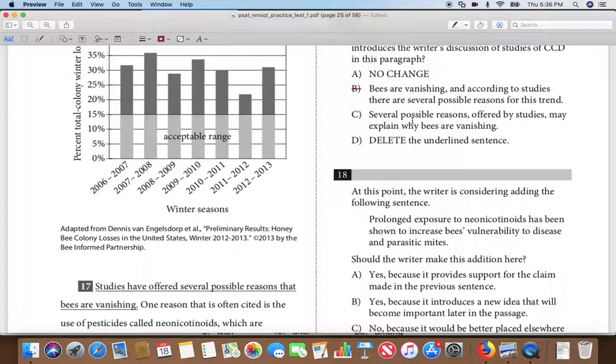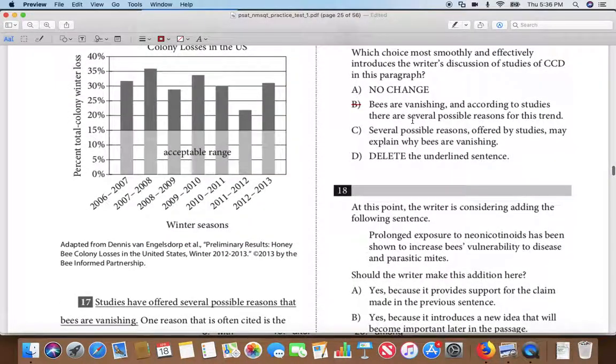Okay. Go ahead and read answer choice C for me, please, Caroline. Several possible reasons offered by studies may explain why bees are vanishing. Okay, does that smoothly introduce the discussion of the studies? Or is that choppy? It was a little bit choppy. Right? We've got 2 commas here, right? Yeah. We got 2 commas.